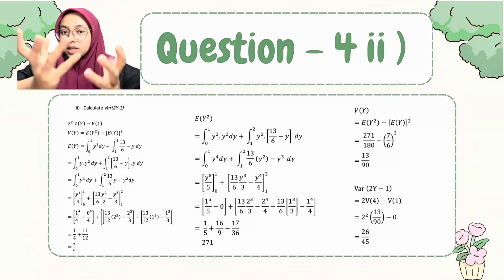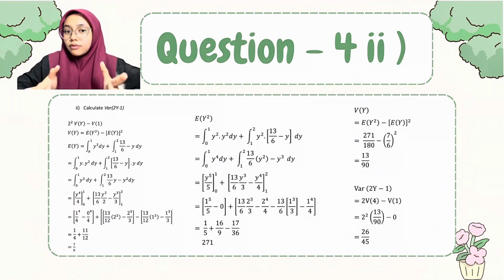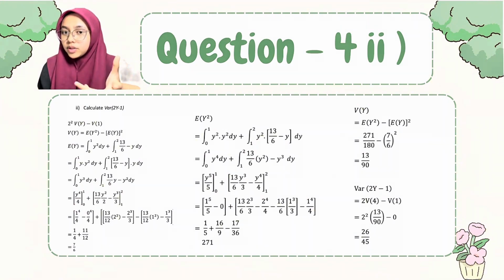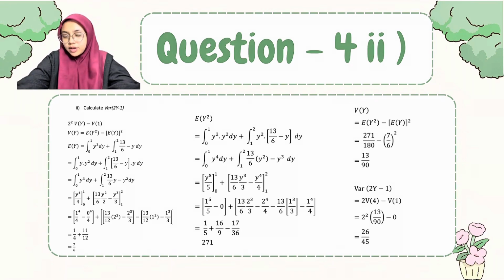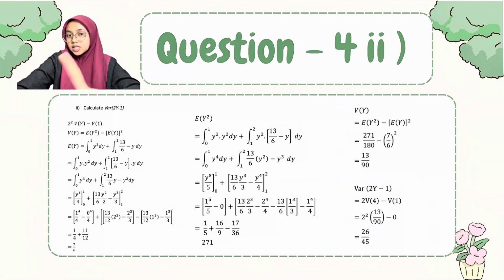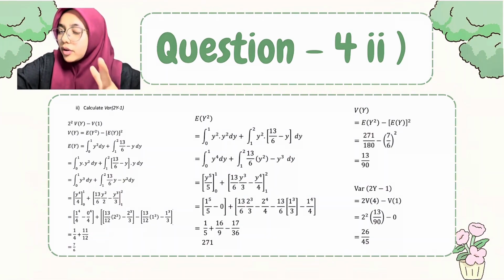Already got E(y²) and (E(y))². So we have to put into the formula to find V(y). And V(y) equal to 30 over 19. And now we can find the variance of 2y minus 1, which equals 2² V(y), minus V(1), is equal to the square bracket 30 over 90 minus 0, and you will get the final answer, which is 26 over 45.